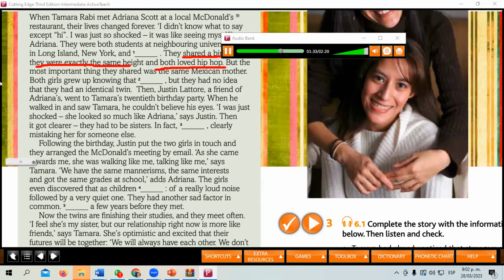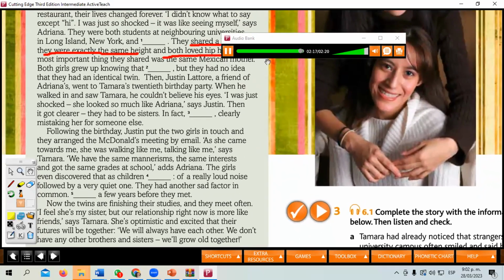We have the same mannerisms, the same interests, and got the same grades at school, adds Adriana. The girls even discovered that as children, they had often had the same nightmare of a really loud noise followed by a very quiet one. They had another sad factor in common. Both of their adoptive fathers had died a few years before they met. Now the twins are finishing their studies, and they meet often. I feel she's my sister, but our relationship right now is more like friends, says Tamara. She's optimistic and excited that their futures will be together. We will always have each other. We don't have any other brothers and sisters. We'll grow old together.